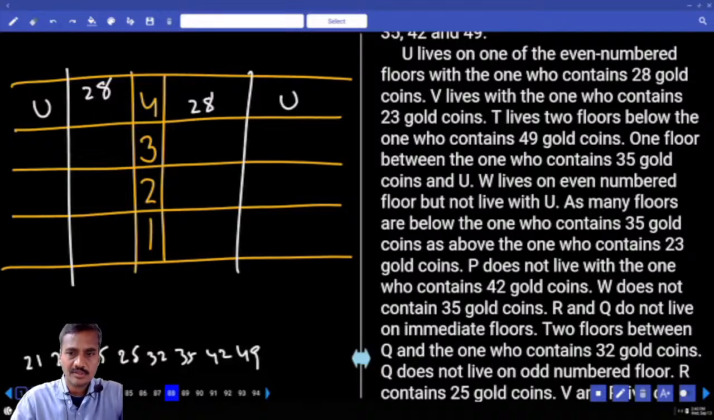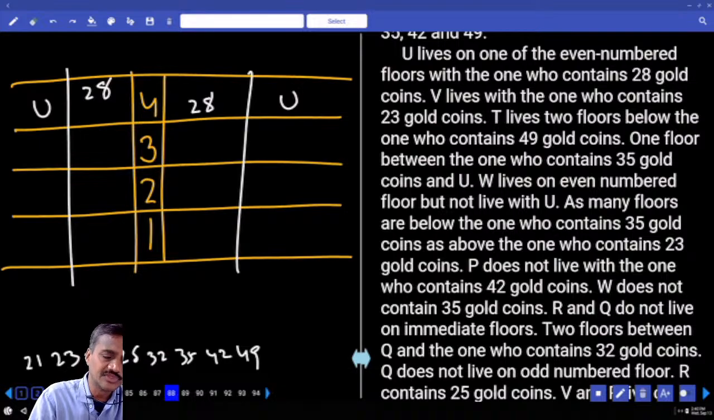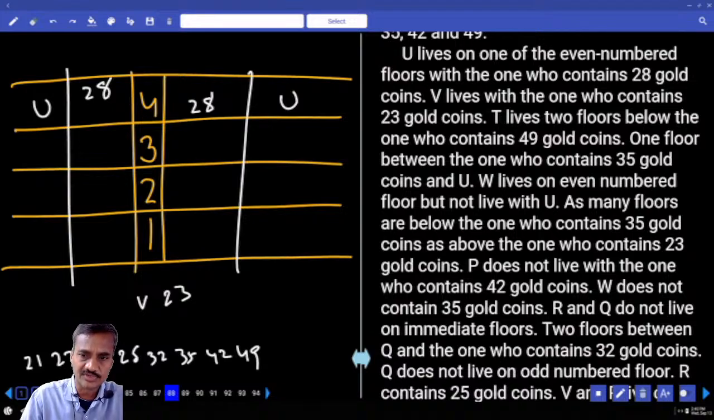And 28. V lives with the one who contains 23. V and 23 must be on one of the floors. And next, T lives 2 floors below the one who contains 49. Hence 49 and 2 floors below. Who is that person? T.